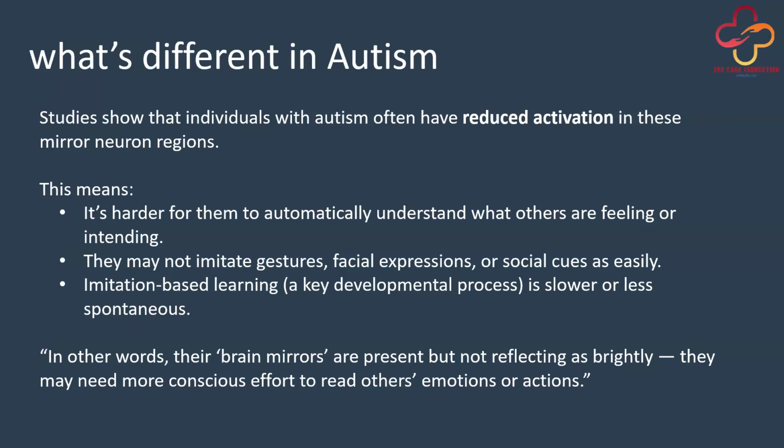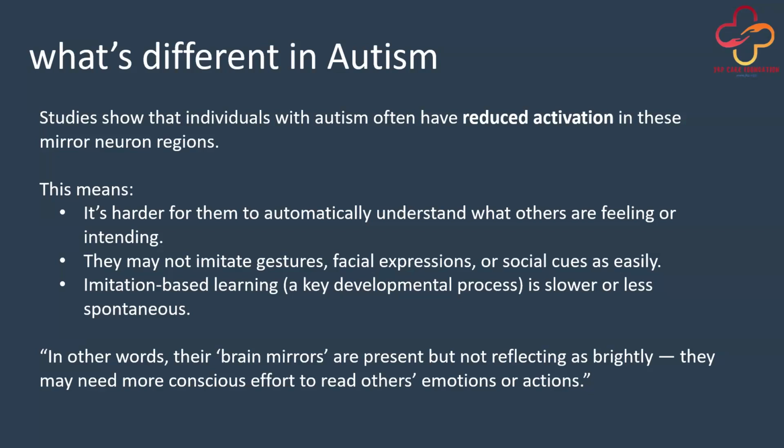This means it's harder for them to automatically understand what others are feeling or intending. They may not imitate gestures, facial expressions, or social cues as early. Imitation-based learning, a key development process, is slower or less spontaneous. We start learning from our sensory system in early childhood, the infant stage, 0 to 1 year, and then we go into the imitation stage of learning.